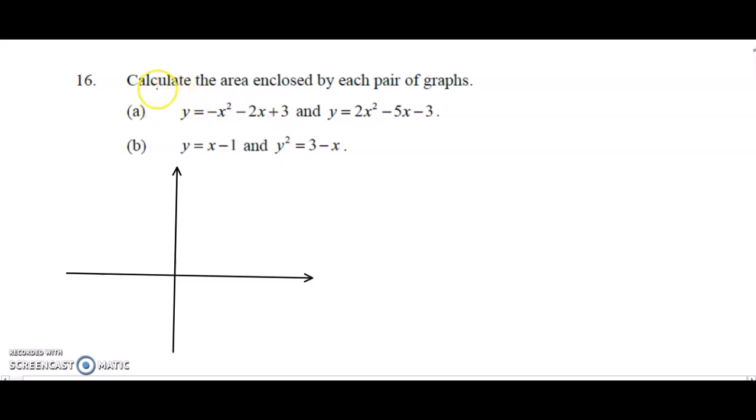Question 16. Calculate the area enclosed by each pair of the graphs. So I have 2 quadratic graphs for question A. So now how do we sketch the graph? You can see that if you want to sketch a graph of a quadratic, firstly maybe we'll try to get the root, that is the x-intercept of the curve. Okay, so first we try this first. We let y equals to 0 for the first graph.